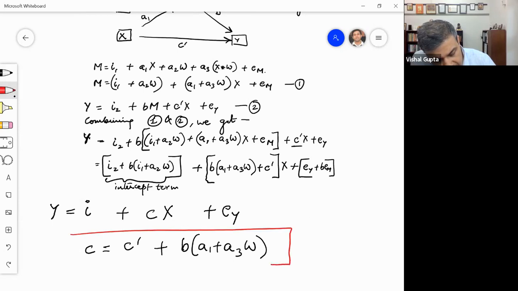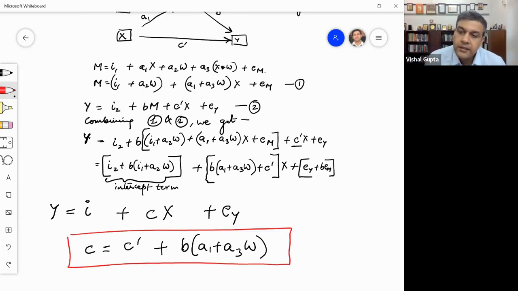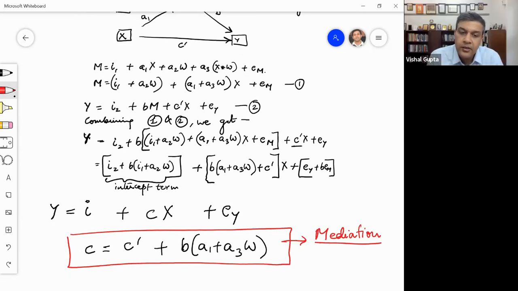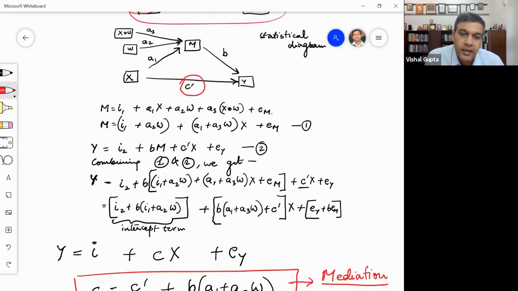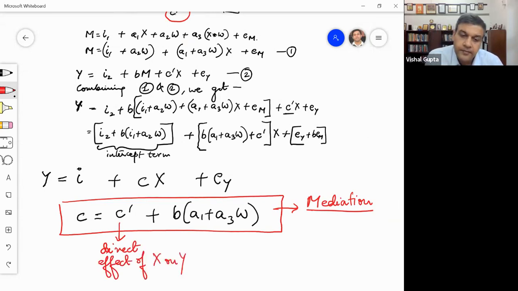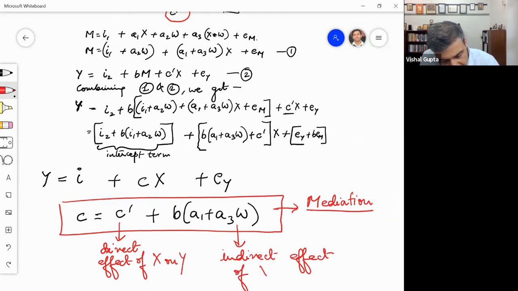Now this is the key result that we were doing all this for. Okay. Now this equation, the first thing that you should look at is that this is a mediation equation, right? So what have we said? We have said that the total effect C is broken down into a direct effect, C dash, which is the direct effect of X on Y, and this term is the indirect effect of X on Y.